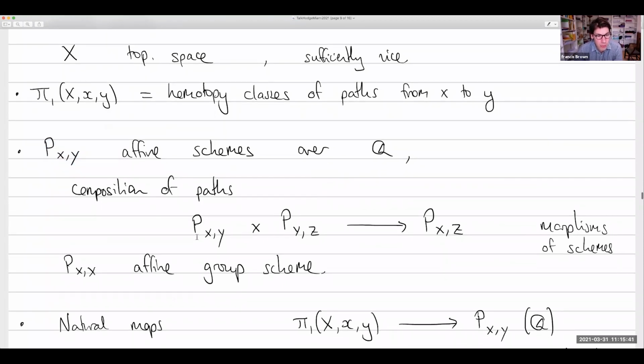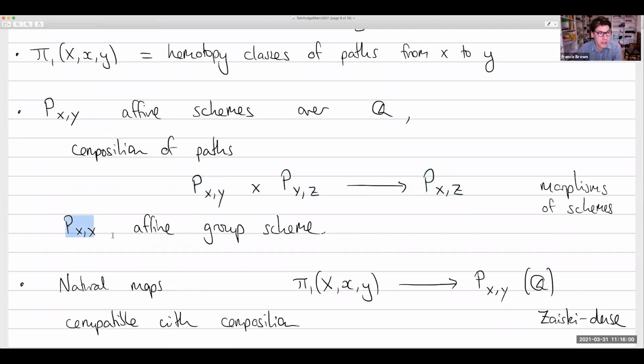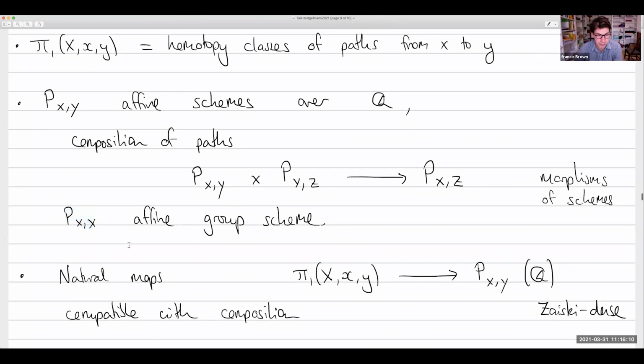So you get a groupoid, and the composition of paths is reflected by these schemes P. If you have paths from x to y, you can compose them with paths from y to z and get paths from x to z. That reflects itself as a morphism of schemes between these different objects. In particular, when you're just looking at loops, x equals y, you get an actual group scheme. This defines a group multiplication, and P_{x,x} is an affine group scheme.